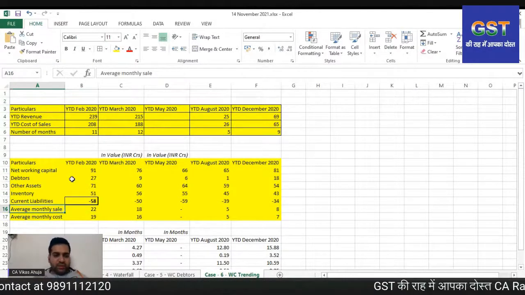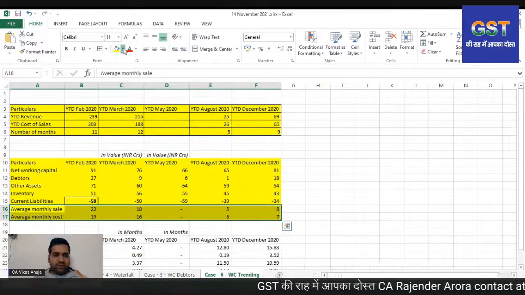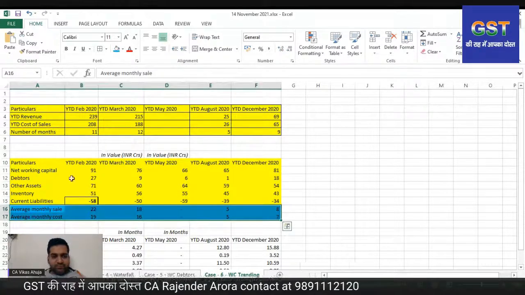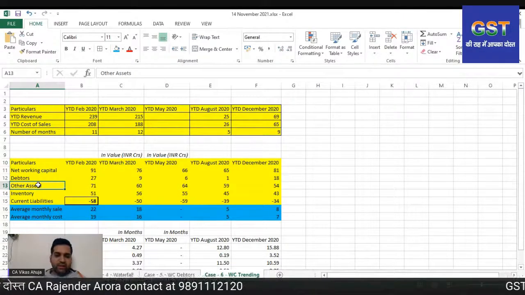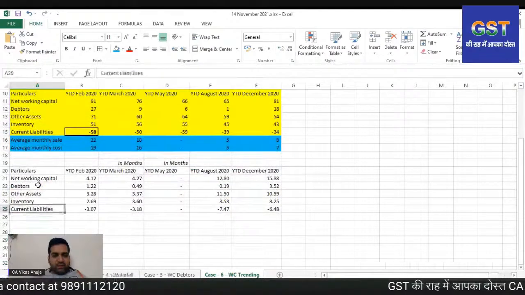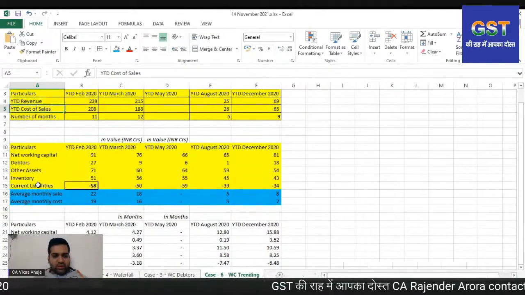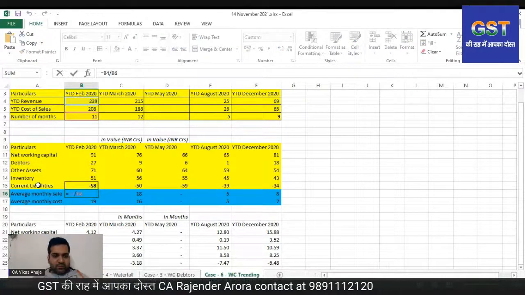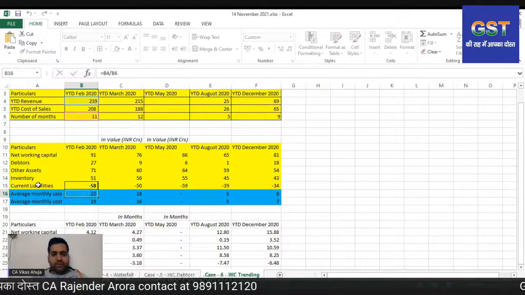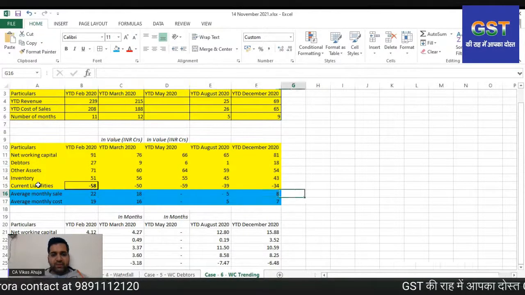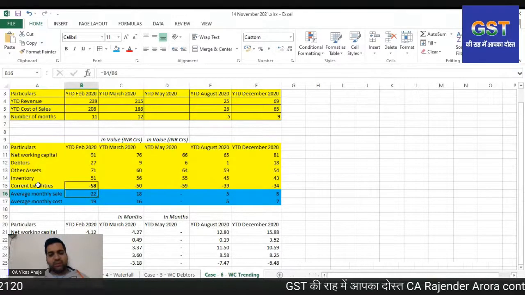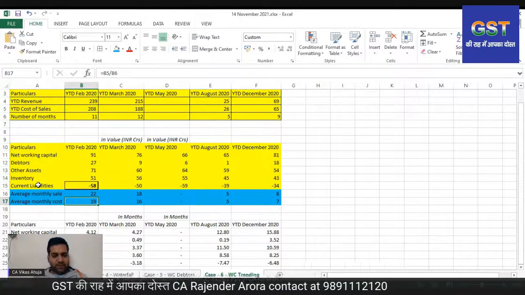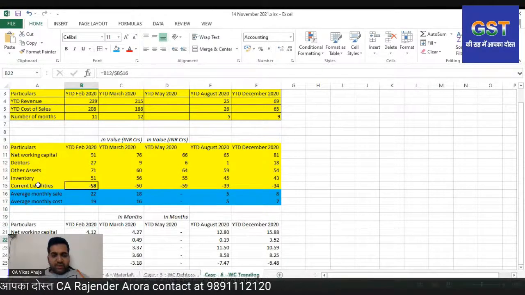This is the average monthly sale which we have calculated. What we have calculated, we'll mark in a different color for clarity. And this yellow is the data which we already have in hand. These are the details again which we have calculated. All in all, you can see this is coming up from the top: revenue divided by number of months is the average monthly sale. Similarly, average monthly cost of sale is cost divided by number of months. And again, I have calculated this in months.